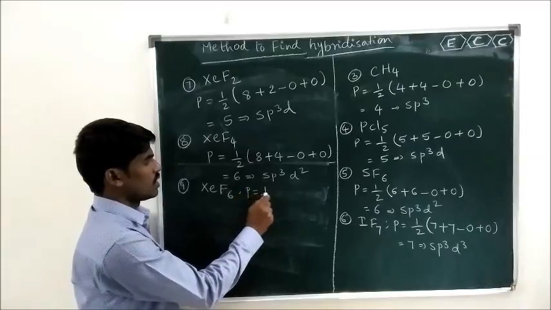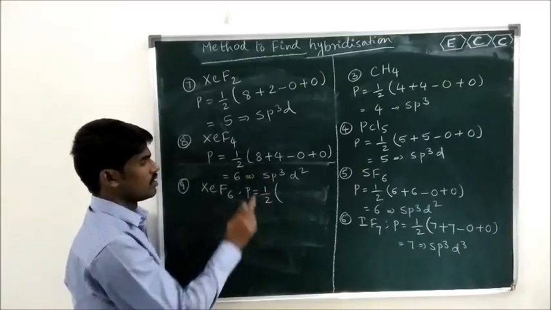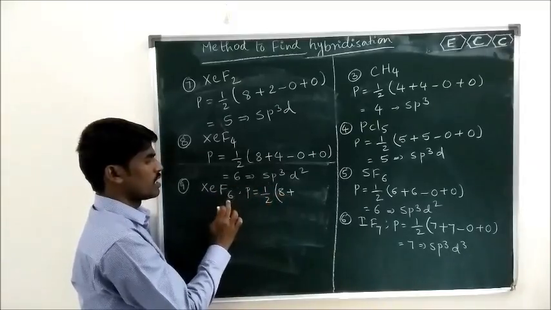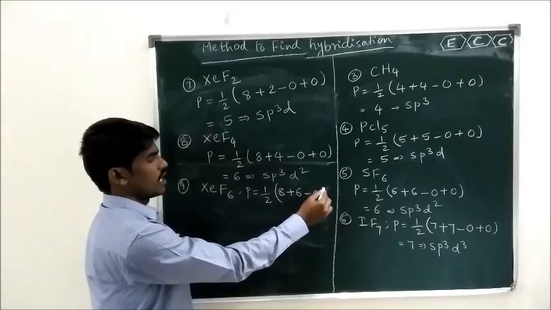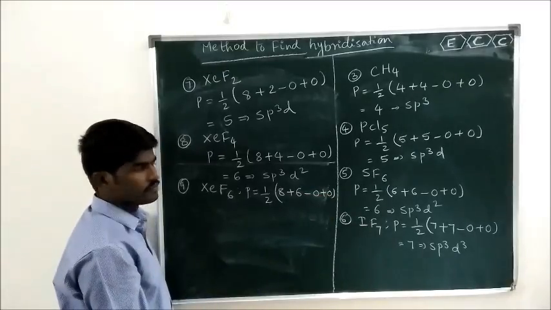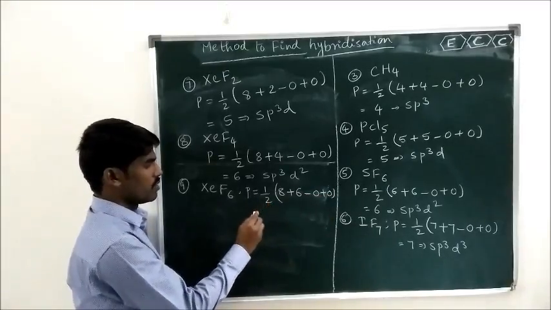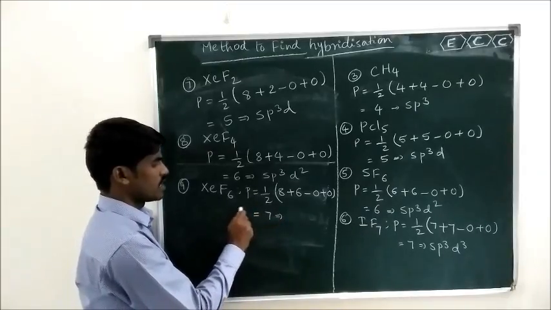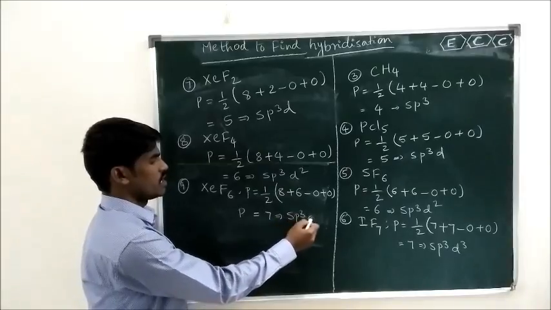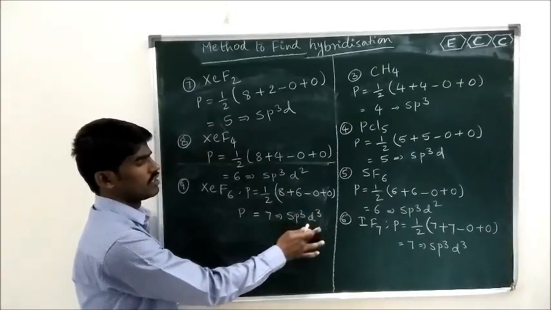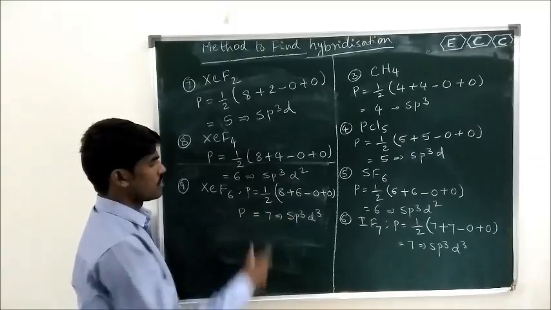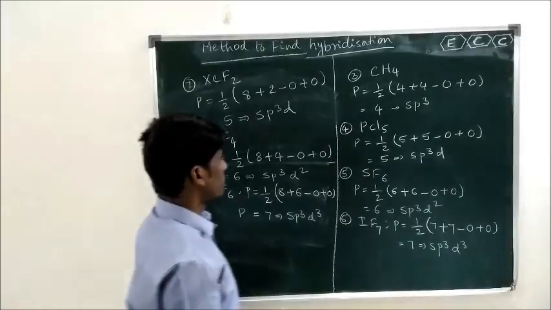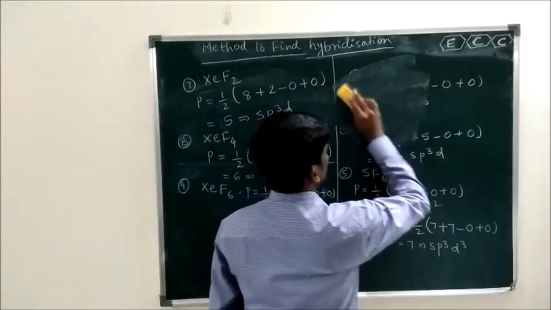Similarly, you can take one more example, that is XeF6. XeF6, P is equal to half of V plus M, V stands for valence electrons around xenon, 8. Monovalent atoms are 6. No charge on cation, no charge on anion. 8 plus 6, 14. 14 by 2, 7. So if P is equal to 7, in such cases, what is the hybridization?